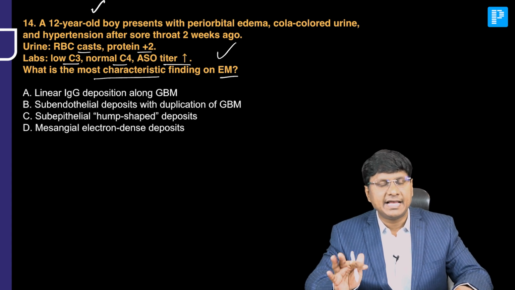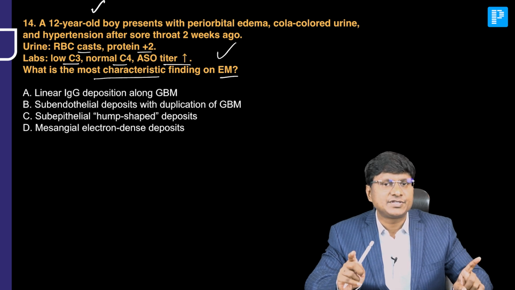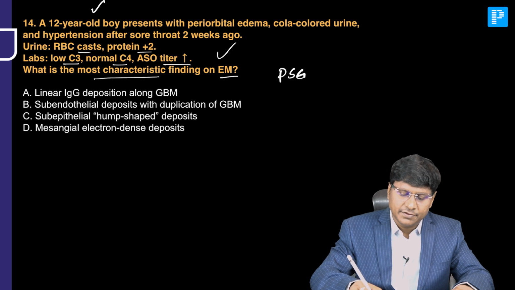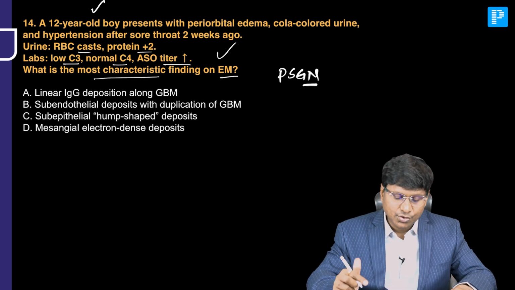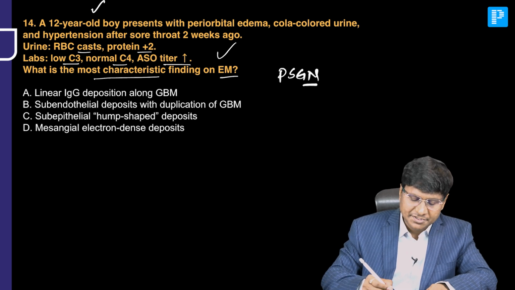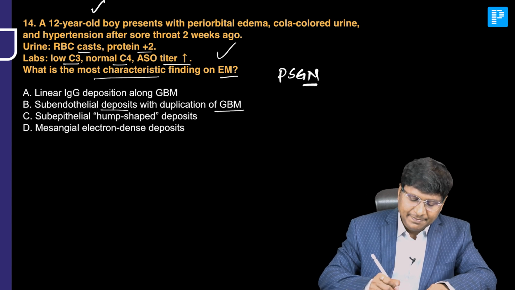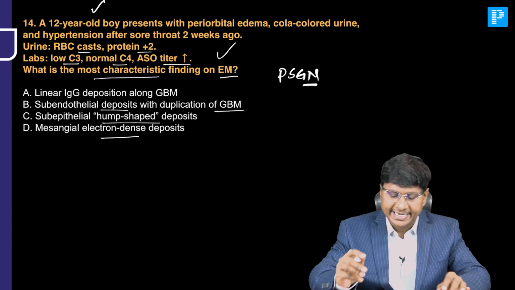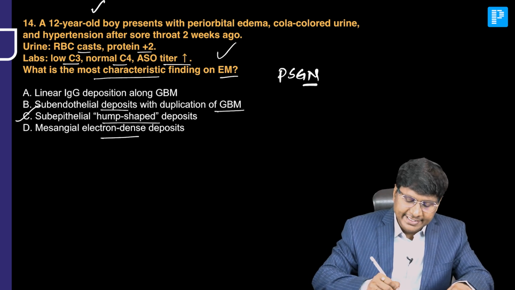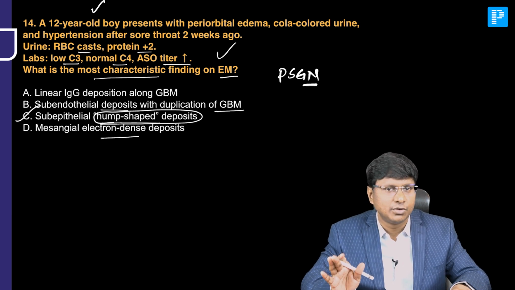So this individual is having nephritic range proteinuria because protein is 2+. Complement is reduced, but C4 levels are normal. ASO titer is elevated. So what is this suggestive of? Post-streptococcal glomerulonephritis. So what is the electron microscopic finding? Linear IgG deposition along glomerular basement membrane, subepithelial deposits with duplication of glomerular basement membrane, subepithelial hump-shaped deposits, then mesangial electron-dense deposits. In post-streptococcal glomerulonephritis, you will notice subepithelial hump-shaped deposits. That is a feature of post-streptococcal glomerulonephritis.